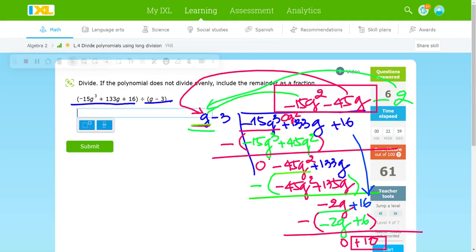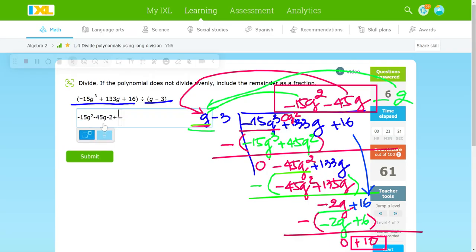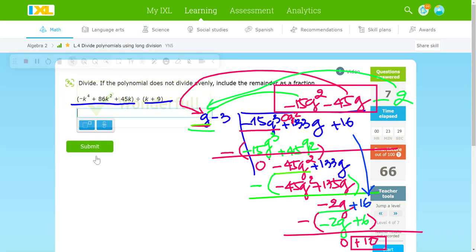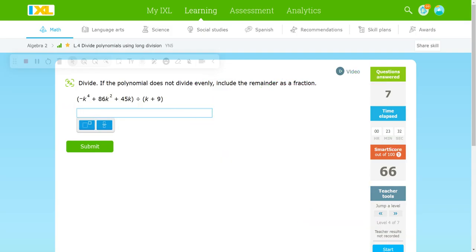So over here, I put down negative 15g squared. Okay. And then subtract 45g. Oh, make sure I move down the cursor. Subtract 45g. And then subtract 2. And now I plus with the remainder 10 over g subtract 3. Alright, I should be correct. Submit. It said wonderful. Okay, here we go. That's level 4. Okay. Now we can do level 5. It's not a big deal.